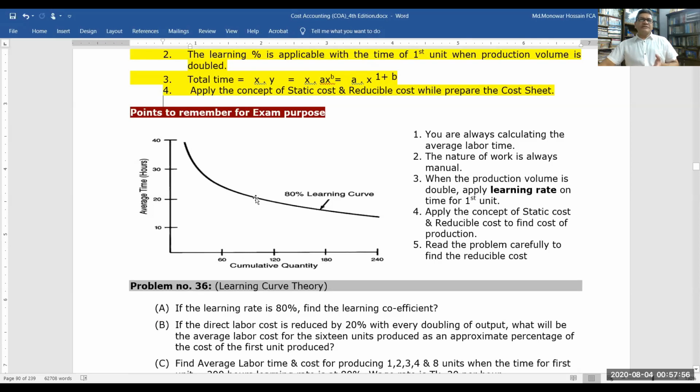From this side point, you have to remember, look here, this is the cumulative quantity and average time hour. Here is the 80% learning curve. Look here, this is the slope. So you always calculate the average labor time. You have to remember the nature of the work is always manual. When the production volume doubles, apply the learning rate at the time of the first unit. Read the problem carefully to find out the reducible cost.